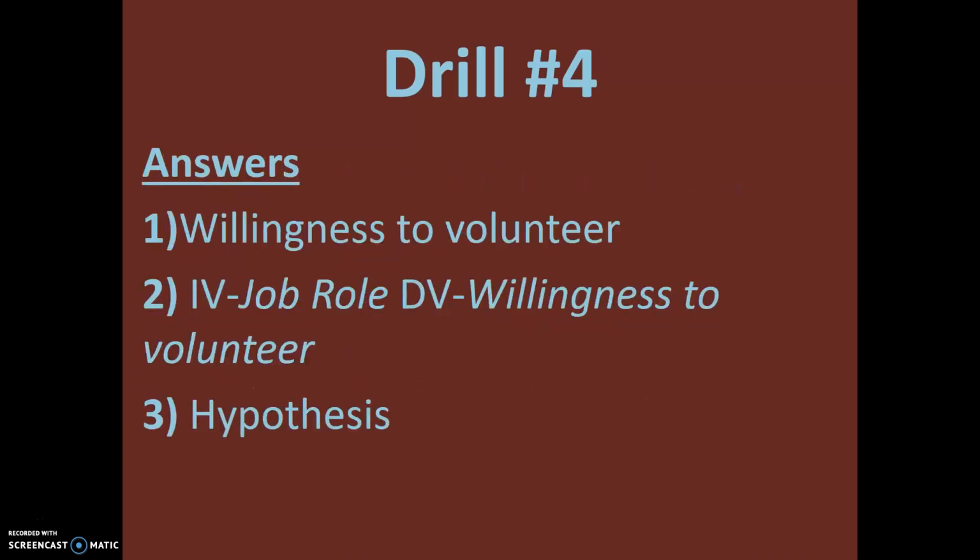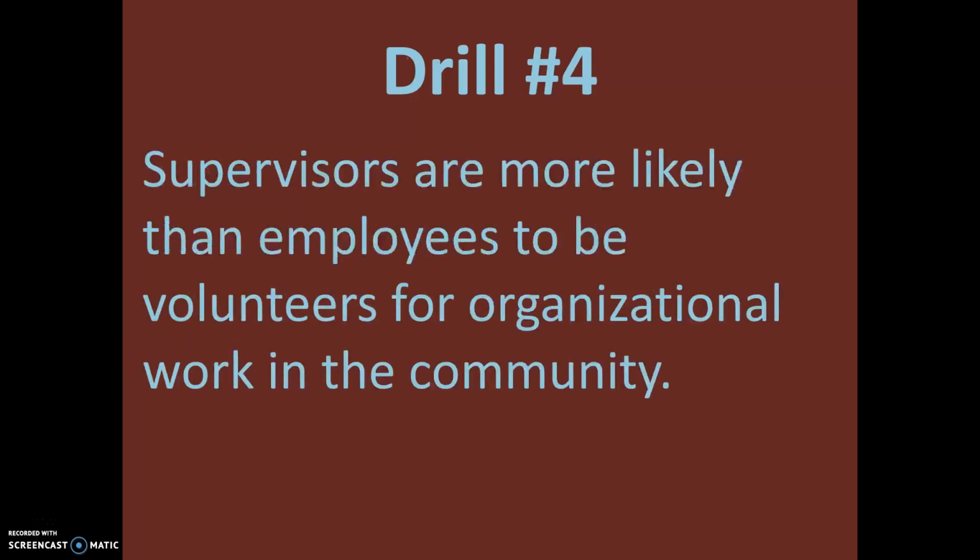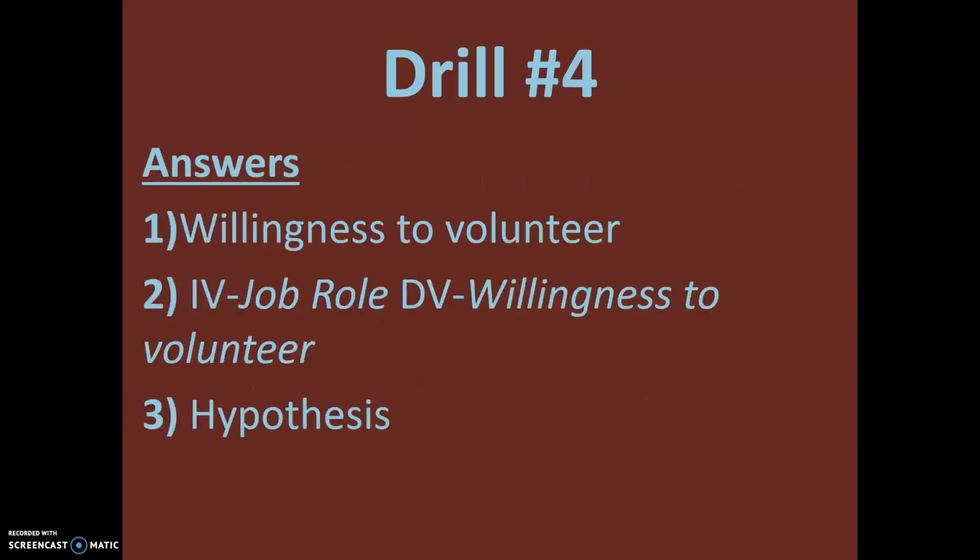Here are the answers for drill 4. Willingness to volunteer. Our independent variable this time is job role. So in this case, because we're looking at a comparison between supervisors and employees, it depends on that job role. So that becomes an independent variable.